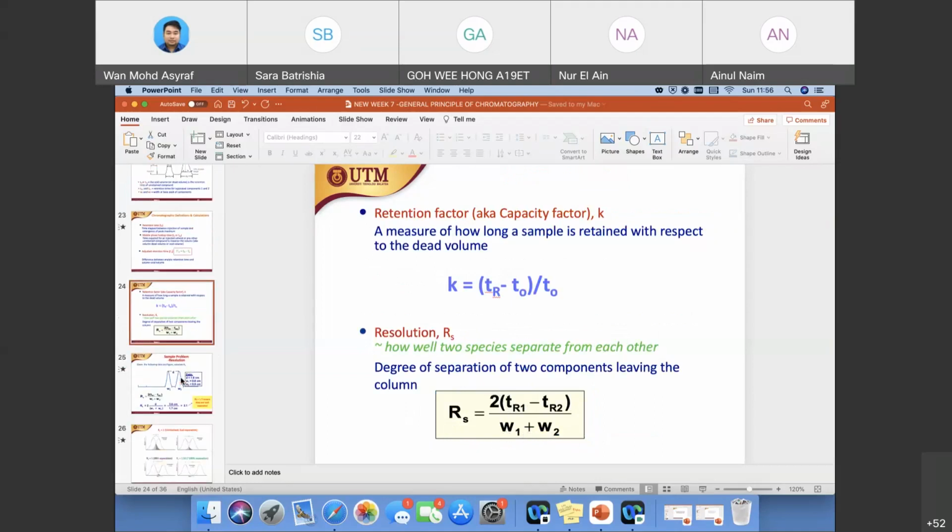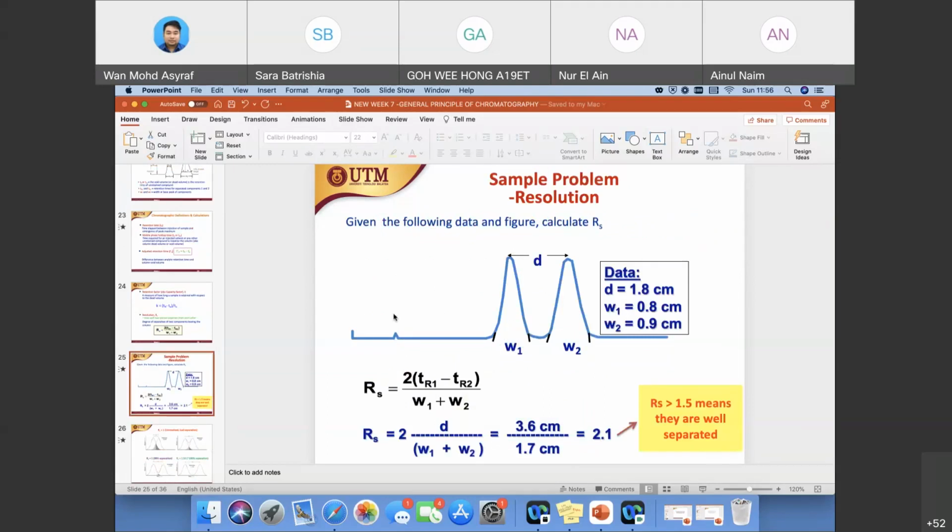All right. So now we are going to look at the sample problem. Given the following data and the figure, calculate the resolution. So now we are going to look at the resolution between the first peak and the second peak. The difference in retention time between the first peak and the second peak is 1.8.